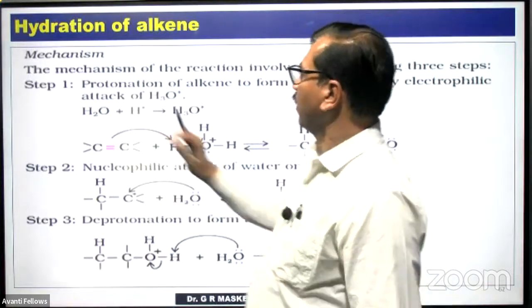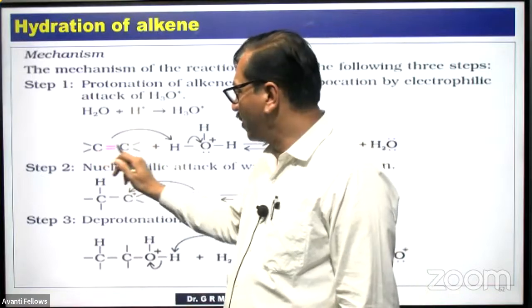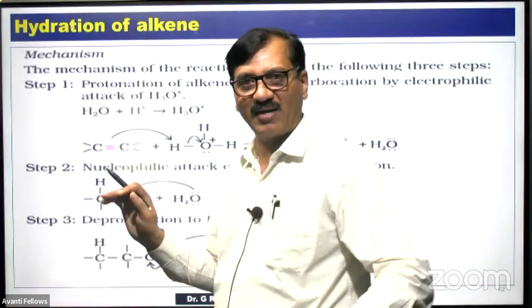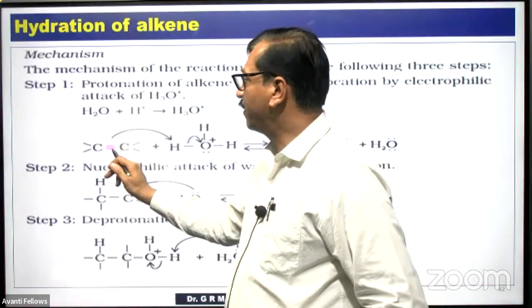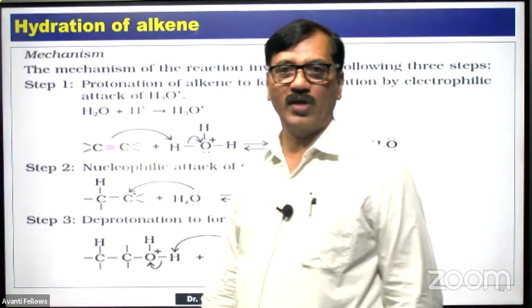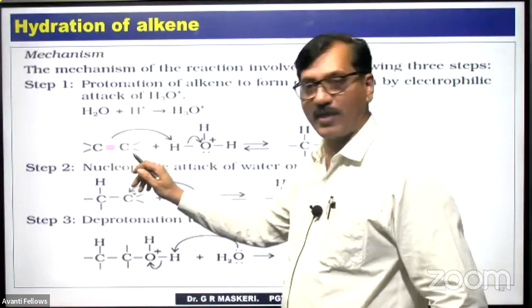Right. Now, in this mechanism of hydration of alkene, a carbon-carbon double bond is to be taken, and other things are simply written as a bond, whatever may be attached or substituted. Alkene. So the first step is protonation of alkene. Protonation means proton H plus is added to alkene.